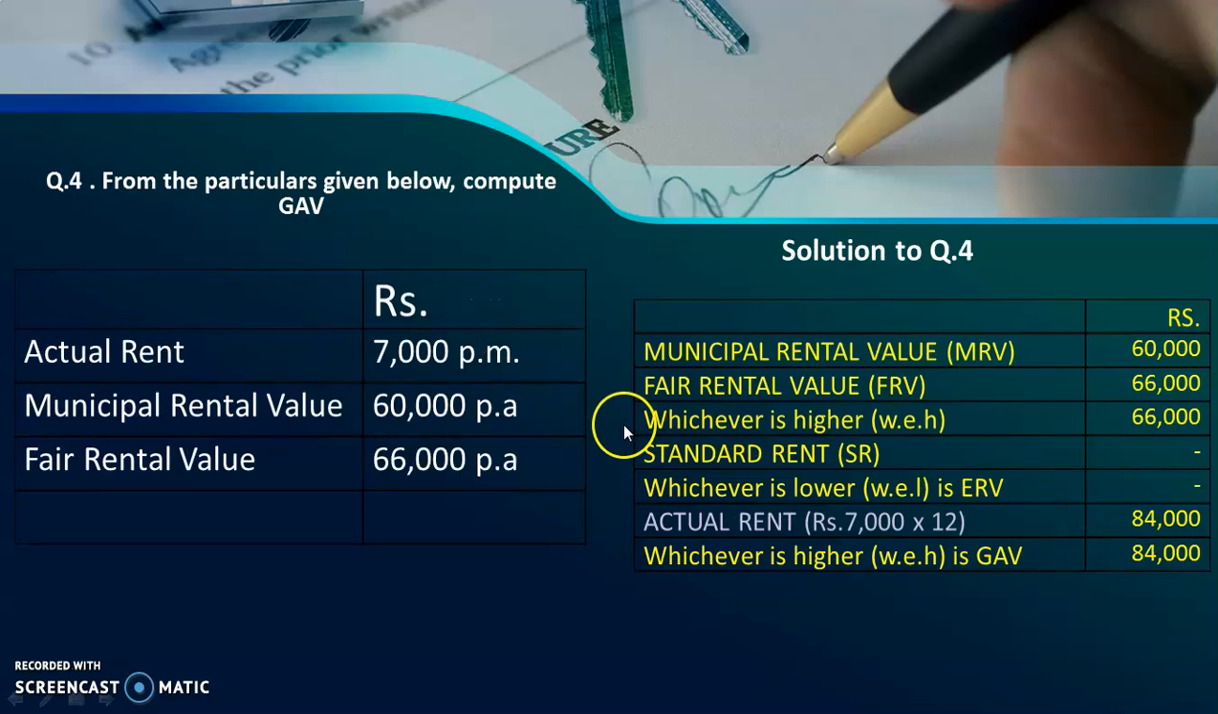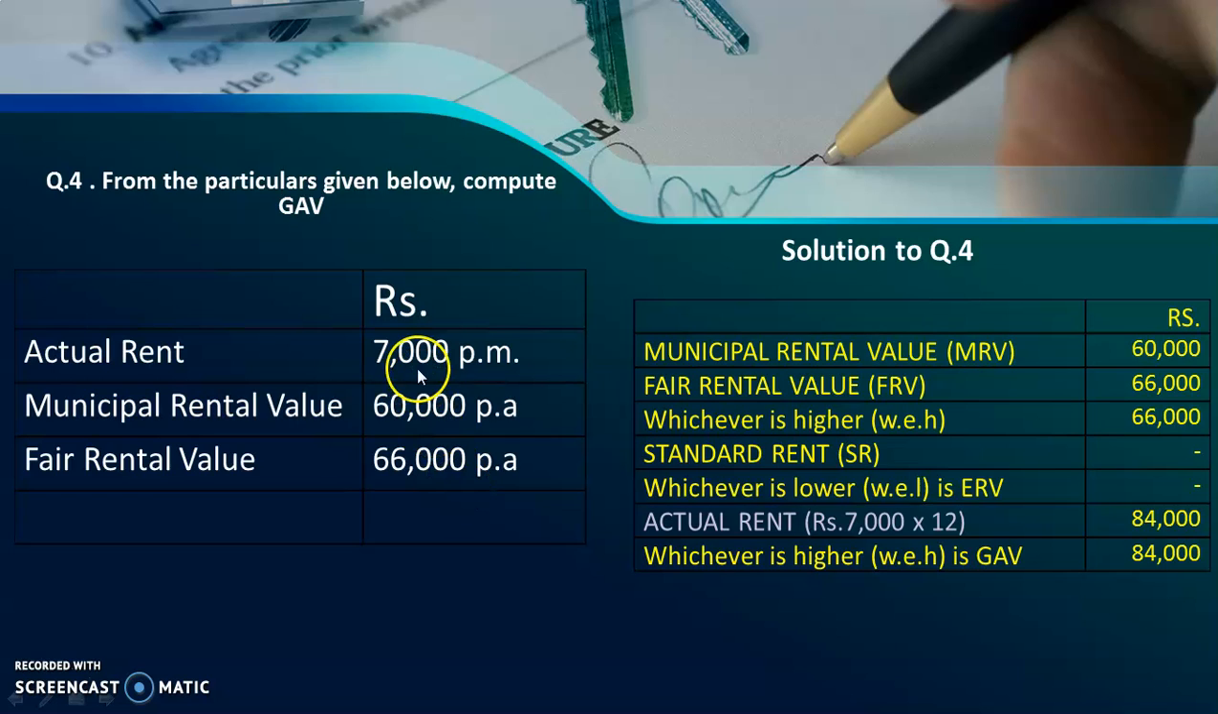Question number 4. Actual rent 7,000 per month. Municipal rental value and fair rental value are given. See this question, MRV and FRV are given, whereas standard rent is not given. If it is not there, we need not worry. We can just skip that step. We have to take the higher value among these three, provided that it should not exceed the standard rent. This is the condition. So if any such value is not given, we can just go with the data available.